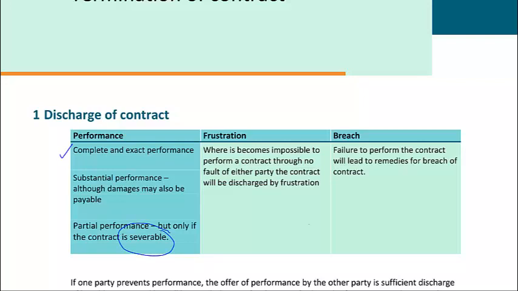Perhaps you've employed a builder to build you 3 houses. He's built the first one, it's finished. We therefore could sever the contract and not go ahead with parts 2 and 3, the second and third houses. That is actually quite rare.